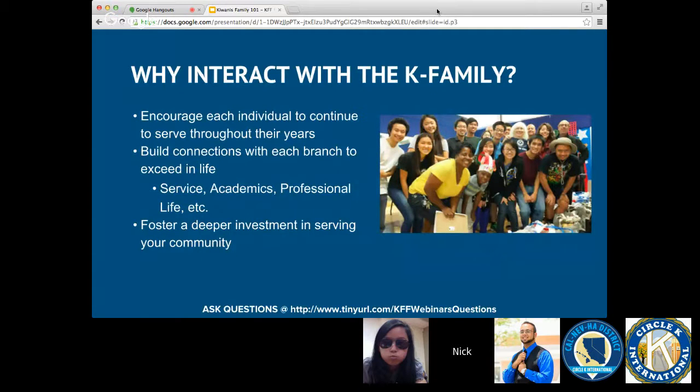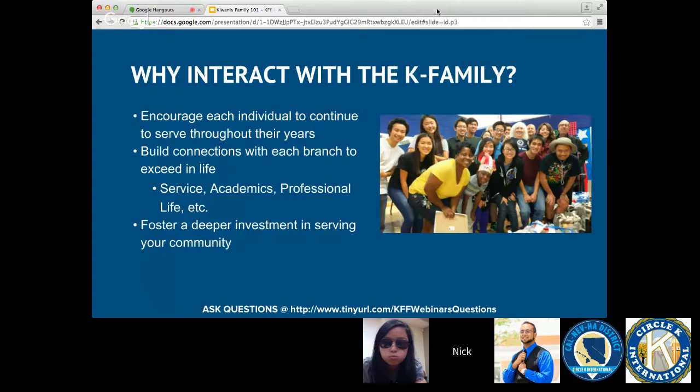So we have all these different branches, as Calvin said, but why do we interact with them? Well, one thing is to encourage each individual to continue to serve throughout the year. Like Calvin said, you can be part of the Kiwanis family from as young as elementary school to as old as however old you want to be. There's always a place for you in the K-Fam. And we just encourage you, as you go older, if you're a KKid, to go on to Builders Club, if you're a Builders Club member, to go on to Key Club or Kiwanis, and so on and so forth.